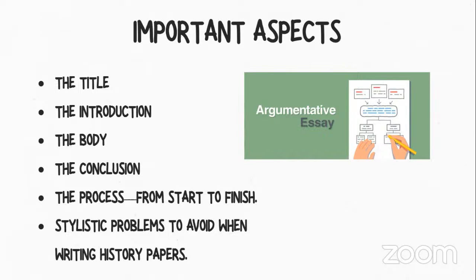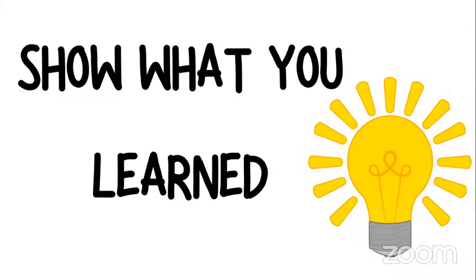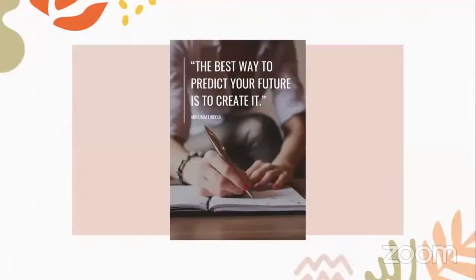Okay. So remember that you can find important aspects inside the reading. Okay, the title, the introduction, the body, the conclusion, the process from start to finish is highlighted, problems to avoid when writing these papers. Okay, it's time to get the best. This is the space that you have to use to show what you learned, to share some information that maybe you say, okay, it's really important to remind us. The best way to predict your future is to create it, by Abraham Lincoln.